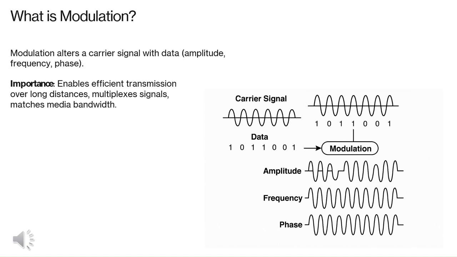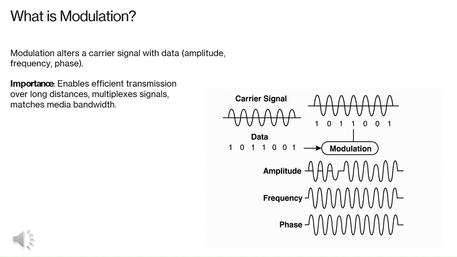We are going to talk about modulation. Modulation is the magic that lets us send data over long distances. We take a high frequency carrier wave and change its amplitude, frequency, or phase according to our data. So amplitude, frequency, and phase are the three parameters we can modulate.